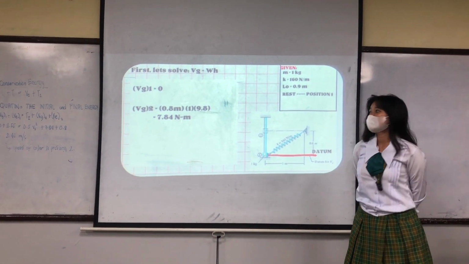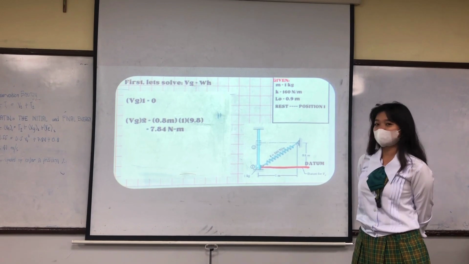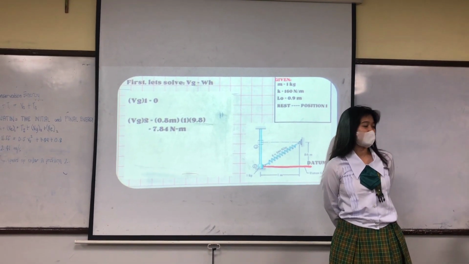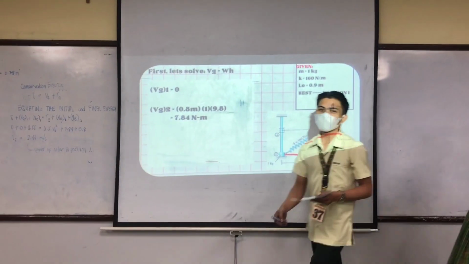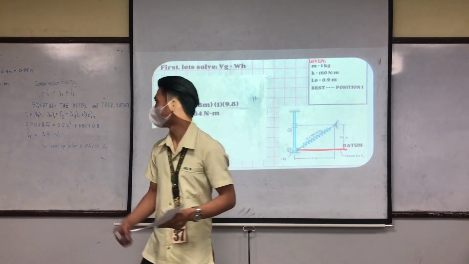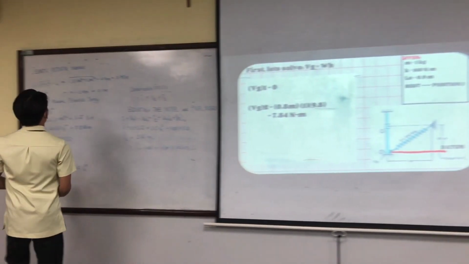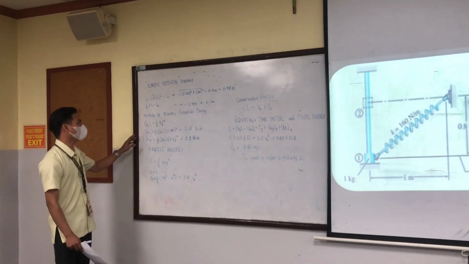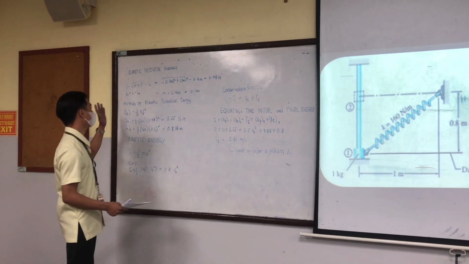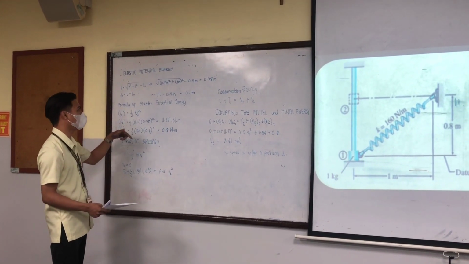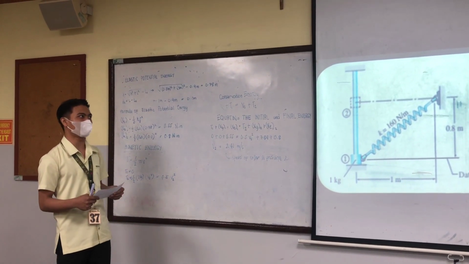So we are already done with our gravitational potential, so we need to find our elastic potential. For the continuation of the solution, to find the elastic potential energy, we have this formula. But before that, we get through this formula. We will first find the elongation equations.